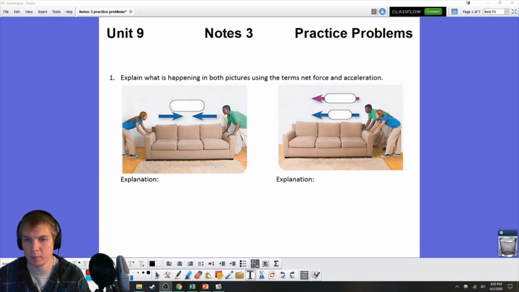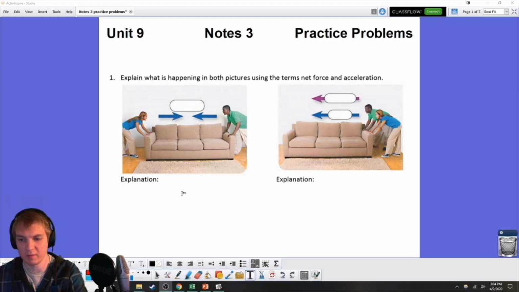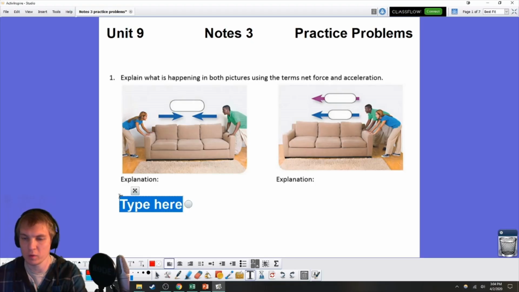Starting off with problem number 1, it says, explain what is happening in both pictures using the terms net force and acceleration. Well, in the bottom picture, obviously, you can see that these two people are pushing in opposite directions, and these arrows represent their force vectors, or kind of how strong their force is. So for this question, it's asking us to use net force and acceleration. So I'm actually going to decrease the font size here so we have a little bit of room.